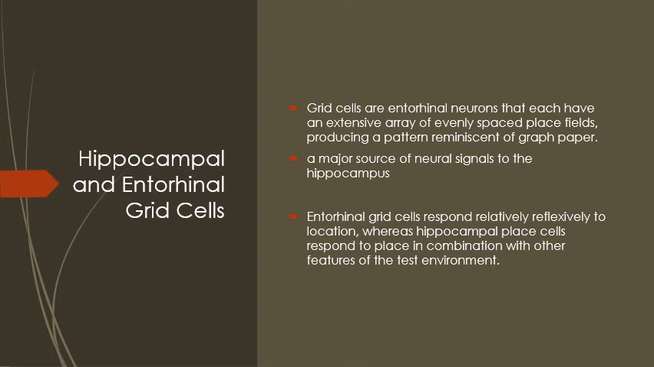The hippocampus and the entorhinal grid cells. Grid cells are entorhinal neurons that each have an extensive array of evenly spaced place fields, producing a pattern reminiscent of graph paper. It's a major source of neural signals to the hippocampus. And entorhinal grid cells respond relatively reflexively to location, whereas the hippocampal place cells respond to place in combination with other features of the test environment. So remember the cells associated with the hippocampus: you have place cells and you also have entorhinal grid cells.